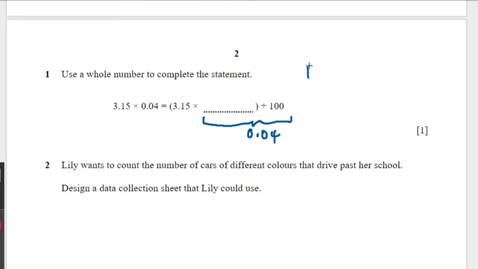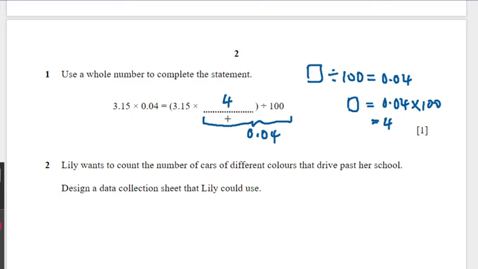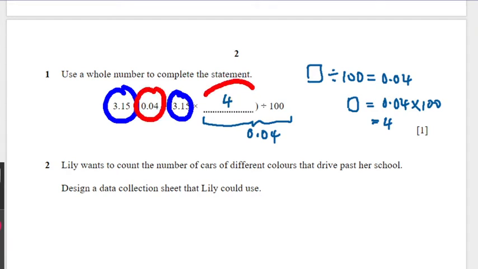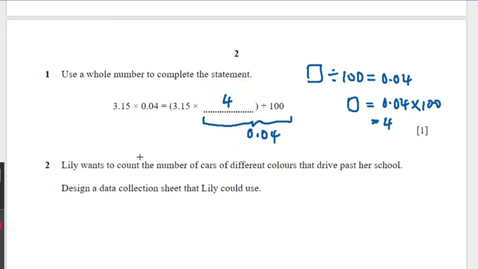Which means what divided by 100 equals 0.04. So this unknown here can be obtained like 0.04 times 100. So this is 4. Therefore, the answer here is 4. You just compare only left and right. This is 3.15, here is 3.15, which means the remaining here must equal 0.04. Okay, free 1 mark for you.